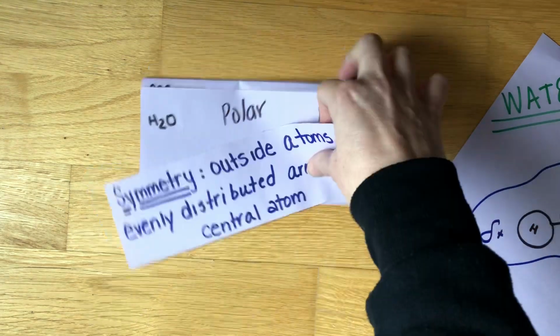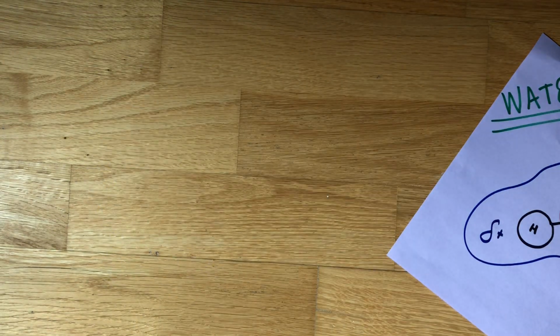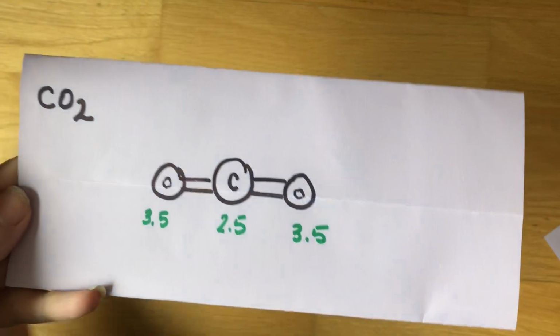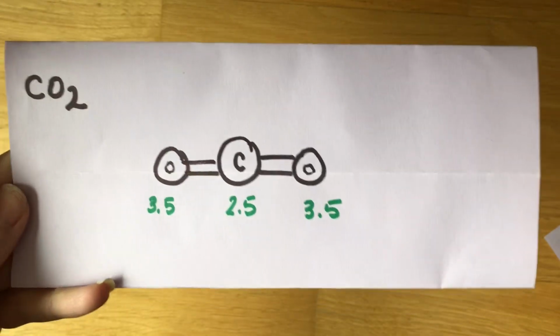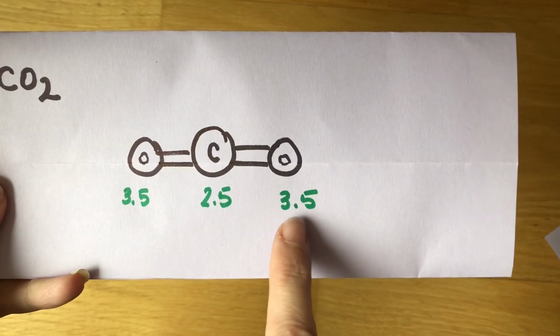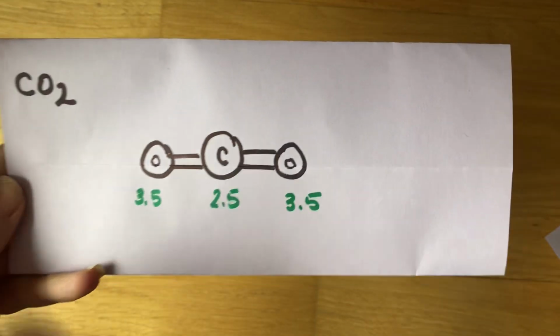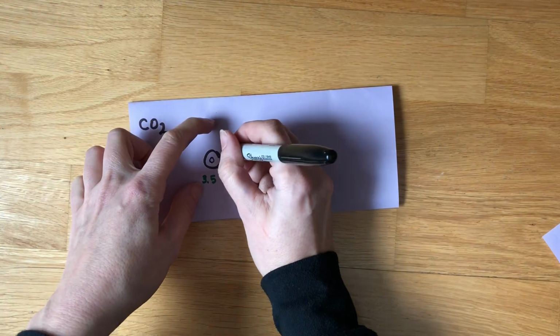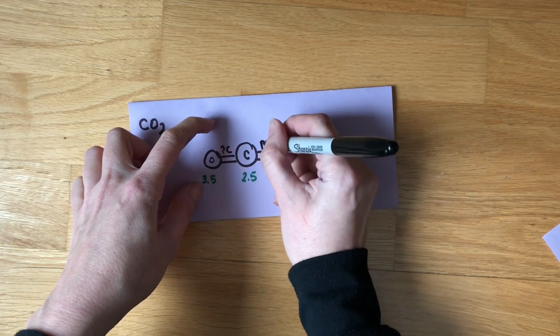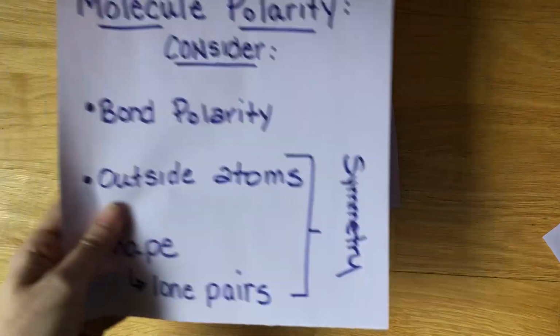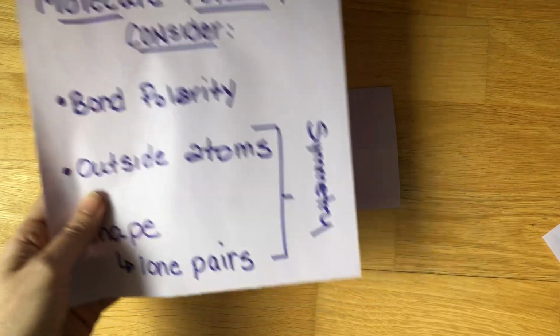Okay, let's go on to another example, and let's now look at CO2. I went ahead and found the electronegativity values, and clearly there is definitely an electronegativity difference between these. And so when I classify it, the bond is polar covalent. Okay, remember, first thing, bond polarity. Now I have to talk about symmetry.